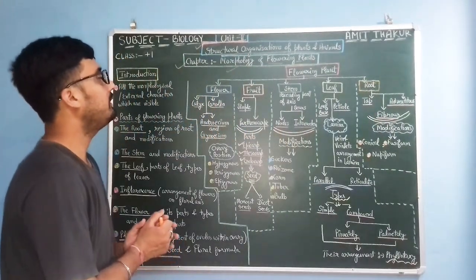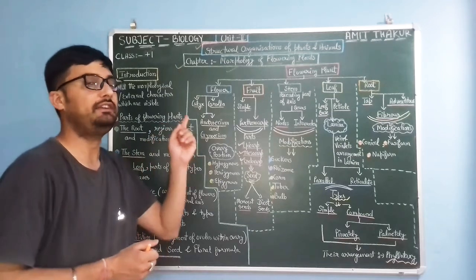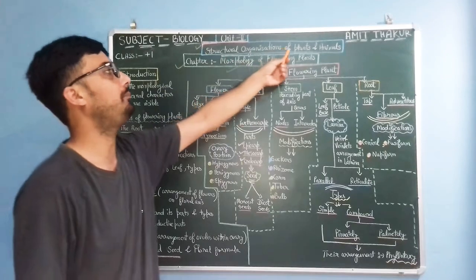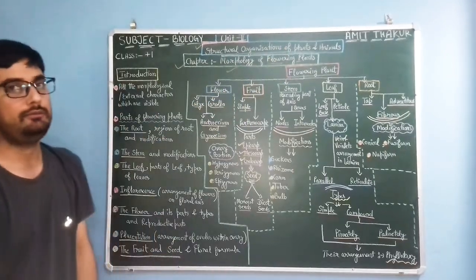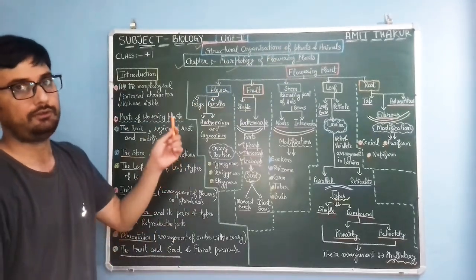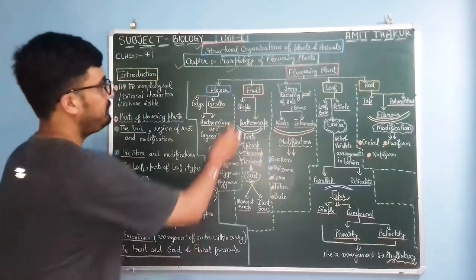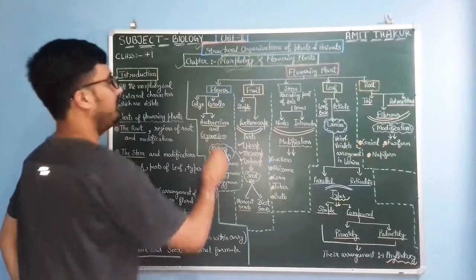Today we're going to start a new unit, Unit 2 of Class 11, that is Structural Organization in Plants and Animals, and we're going to discuss the first chapter of this unit, that is Morphology of Flowering Plants. First of all, what is morphology?